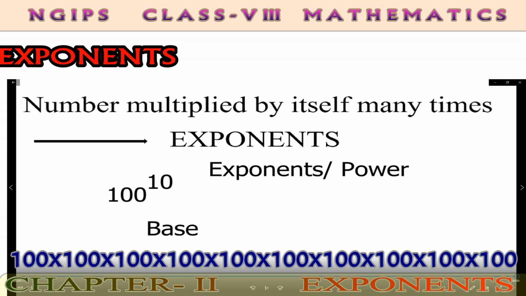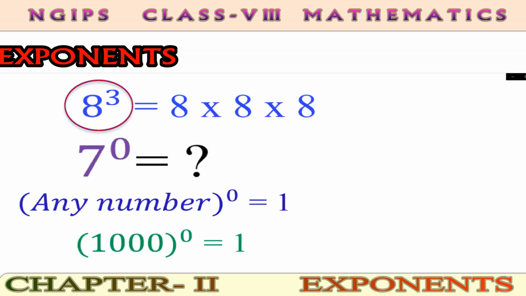Hence we write it as 100 multiplied by 100, ten times in total. Similarly, 8 raised to 3 equals 8 multiplied by 8 multiplied by 8. This was very simple, but let's look at an interesting example.